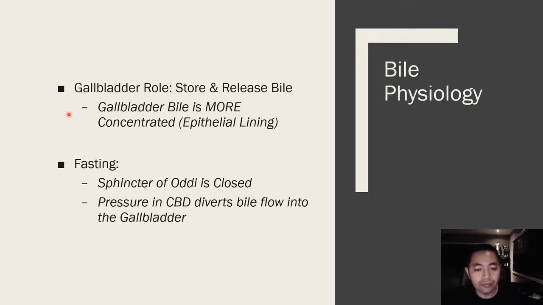Bile normally flows down the biliary tract, ending at the common bile duct. In fasting states, the sphincter of Oddi is closed, preventing bile from entering the duodenum. As bile production continues, pressure rises within the common bile duct, and bile then flows into the gallbladder via the cystic duct for storage. Bile contained in the gallbladder is subject to the epithelial lining of the gallbladder lumen, which resorbs water and electrolytes. Thus, bile within the gallbladder is typically more concentrated than what is found within the common bile duct.